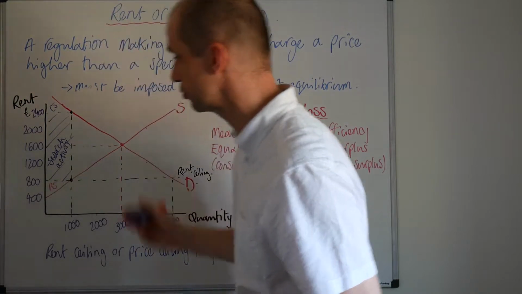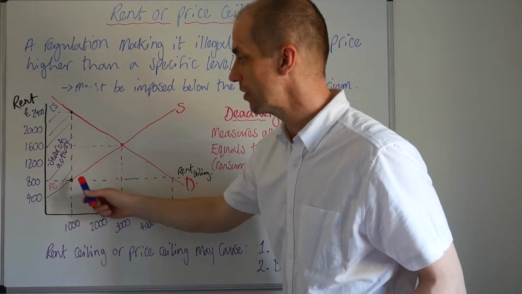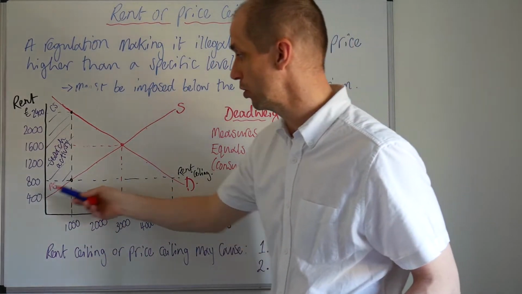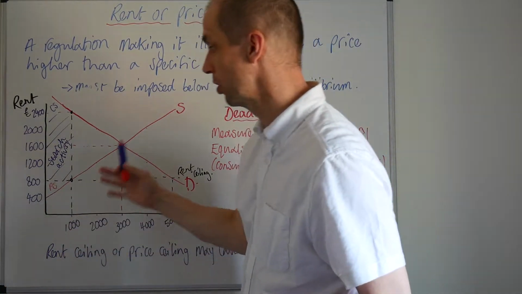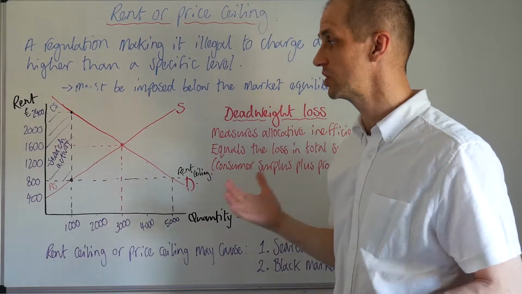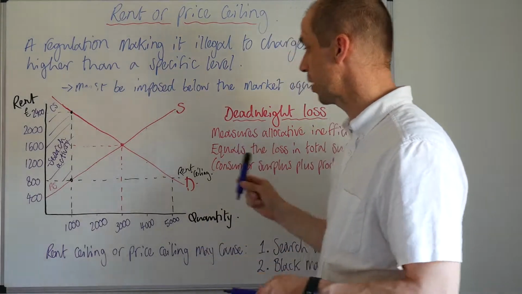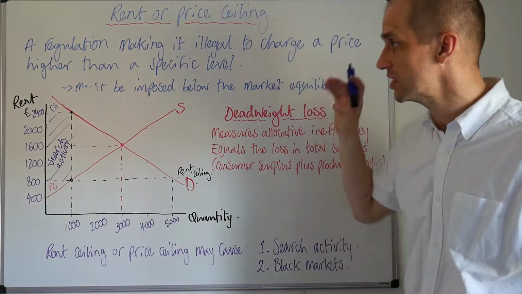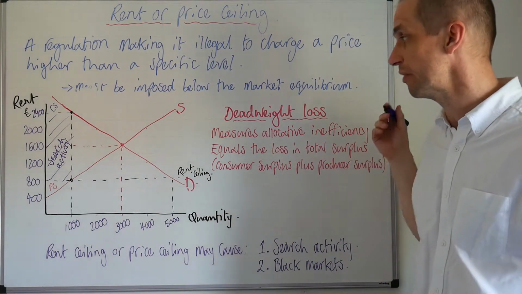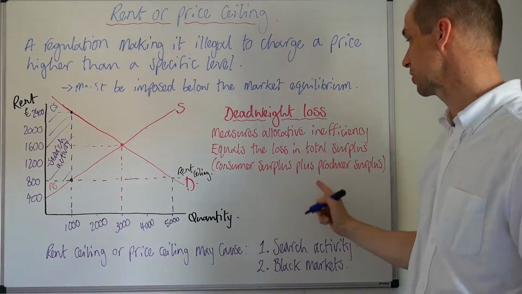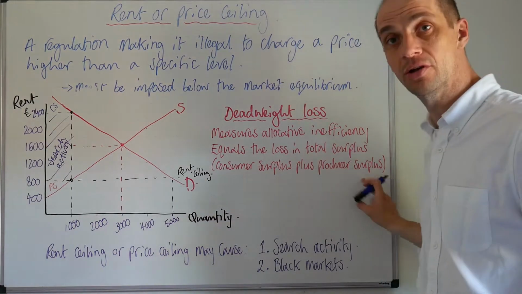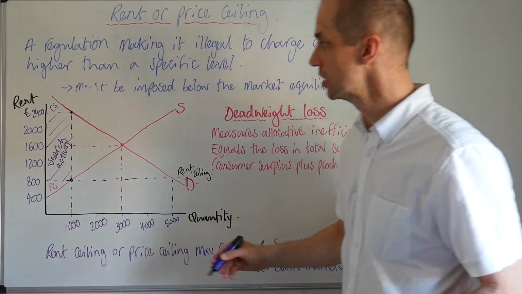So we can see the area of producer surplus quite clearly, where there's some landlords that are actually willing to charge a rent as low as £400 per unit, or just over £400 per rental unit. Okay, so there is some producer surplus, but we can see that there is a massive deadweight economic loss here as well, and this is why this is so inefficient. Deadweight loss measures the allocative inefficiency. It equals the loss in total surplus, and that is the loss in consumer surplus and the loss in producer surplus. So what is that total?